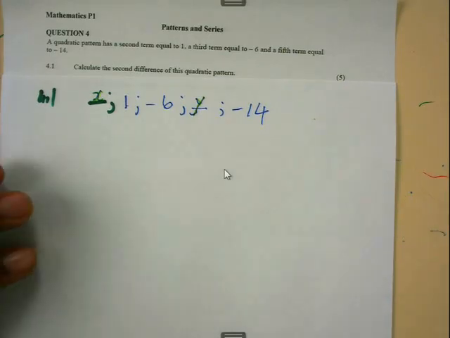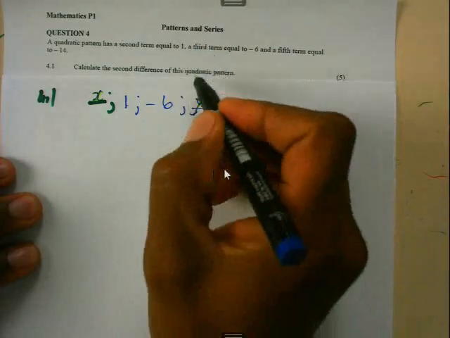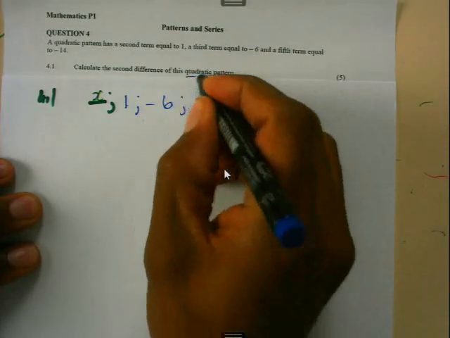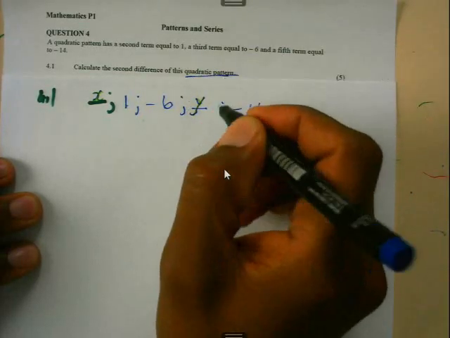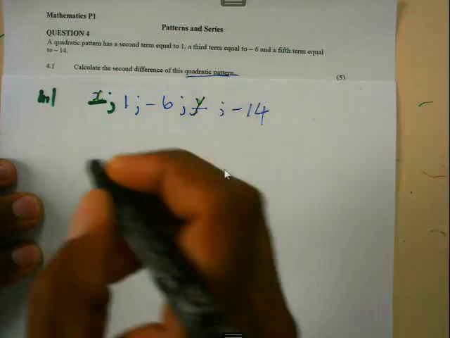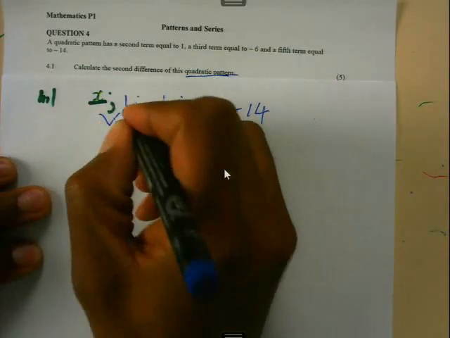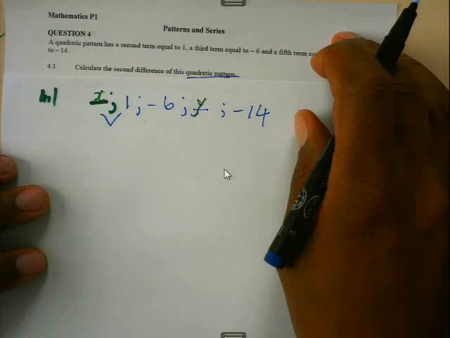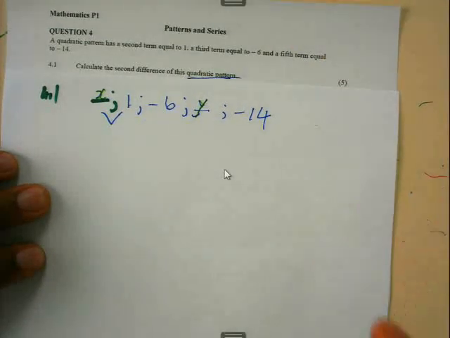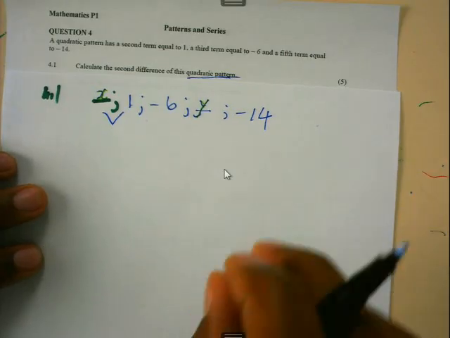Right, now immediately from here, because boys and girls, I'm told that this is a quadratic pattern, then it means now I must find the second difference from this pattern as well. If I can get to the second difference, then I'll be happy. Why? Because I know I can equate the two, because the second difference is always the same.